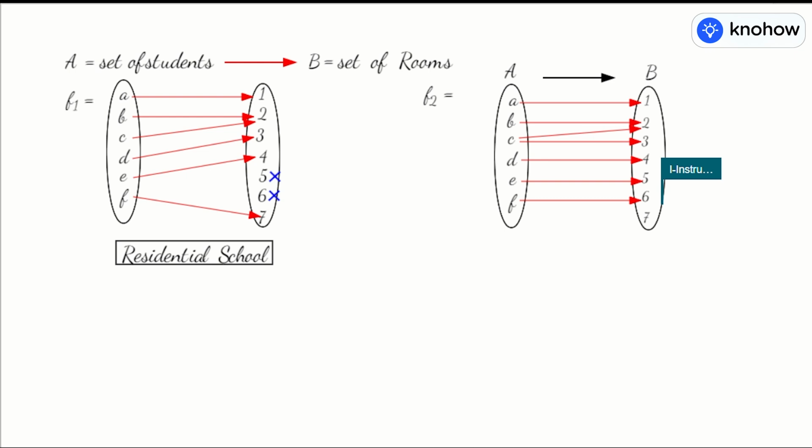What do you say about this situation? Is this right? Now, what is the problem in this? Can you tell me? What is the problem with this situation? It is a residential school. It is a hostel. A consists of students A, B, C, D, E, F, and B consists of the room numbers. Is there any problem in this allotment? What is the problem?